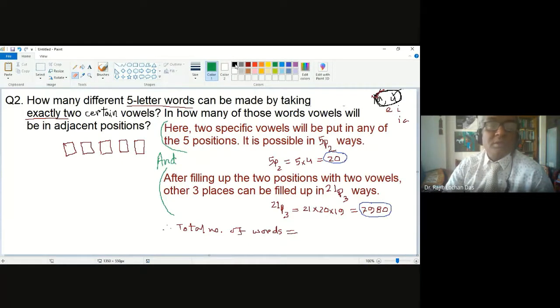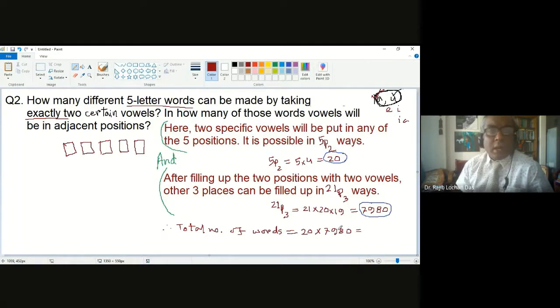And this is a very important understanding everywhere in your life, in computer science, in programming, everywhere you will apply the same thing, same matter, same approach. So it will be actually 20 into 7980. So this will be the final answer.